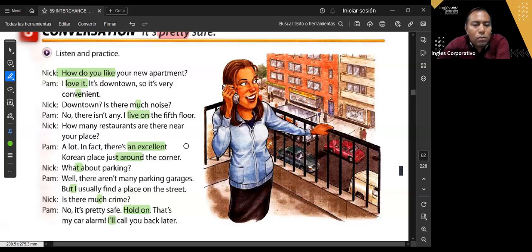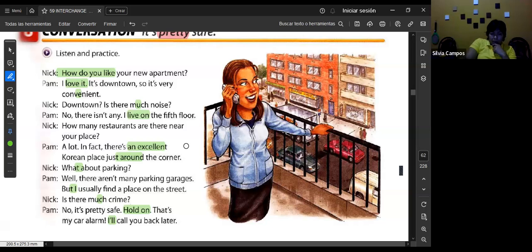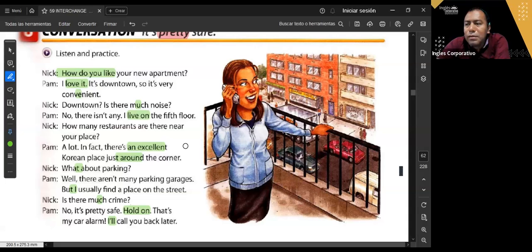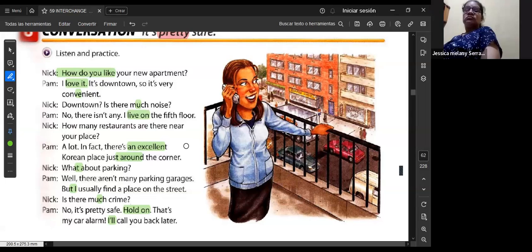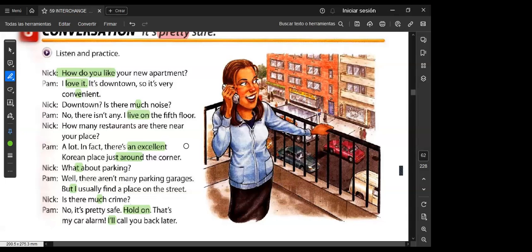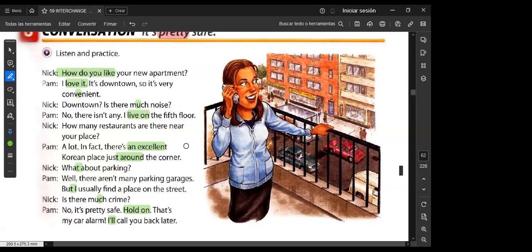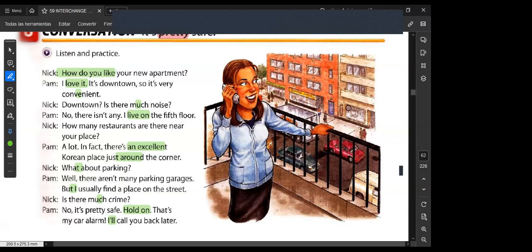What about parking? Well, there aren't many parking garages, but I usually find a place on the street. Is there much crime? No, it's pretty safe. Hold on. That's my car alarm. I'll call you back later.